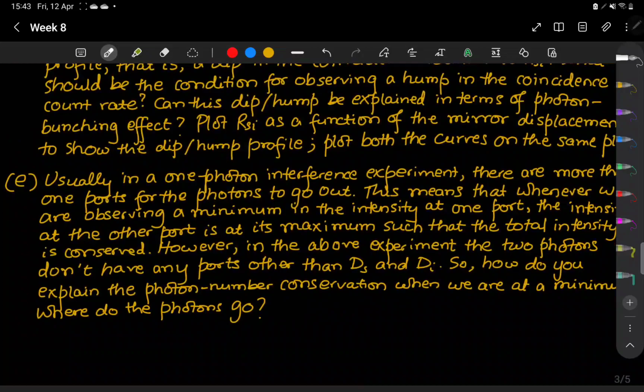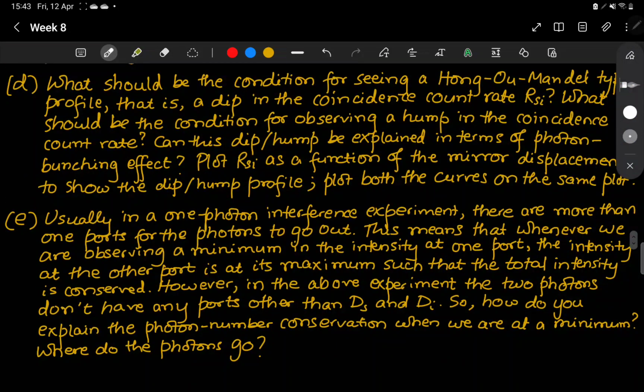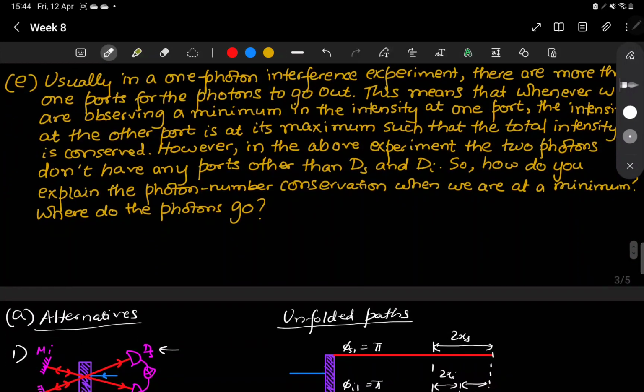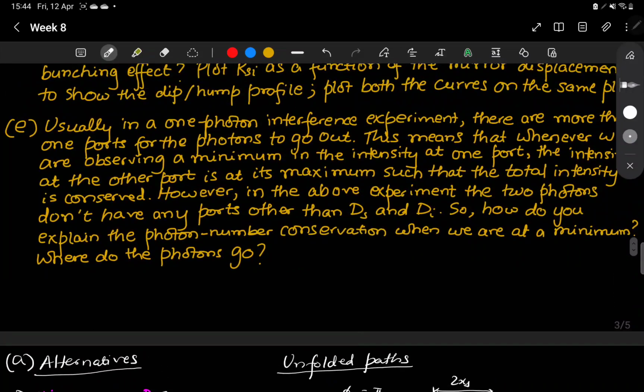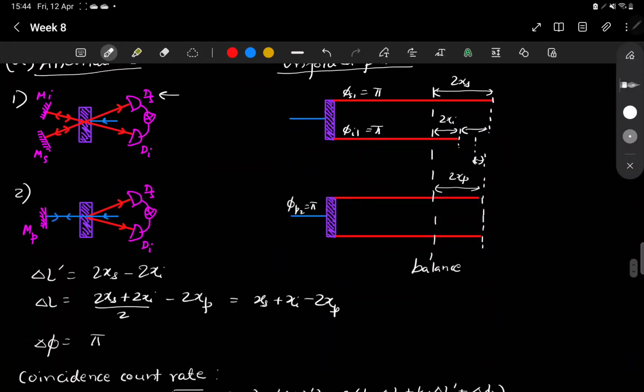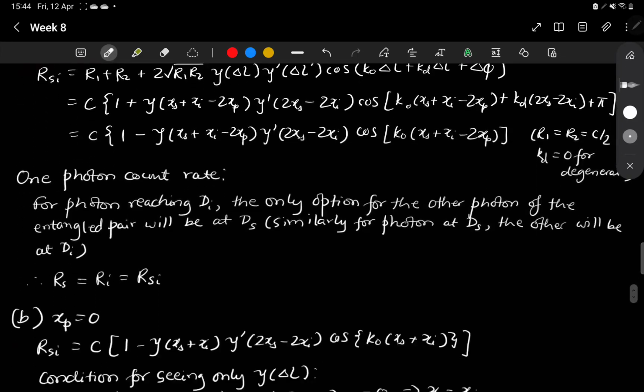Now the last part. Usually in a one photon interference experiment, there are more than one ports for the photons to go out. This means that whenever we are observing a minimum in the intensity at one port, the intensity at the other port is at its maximum, such that the total intensity is conserved. However, in the above experiment, the two photons don't have any ports other than ds and di. So how do you explain the photon number conservation when we are at a minimum? Where do the photons go? This is a descriptive type question.